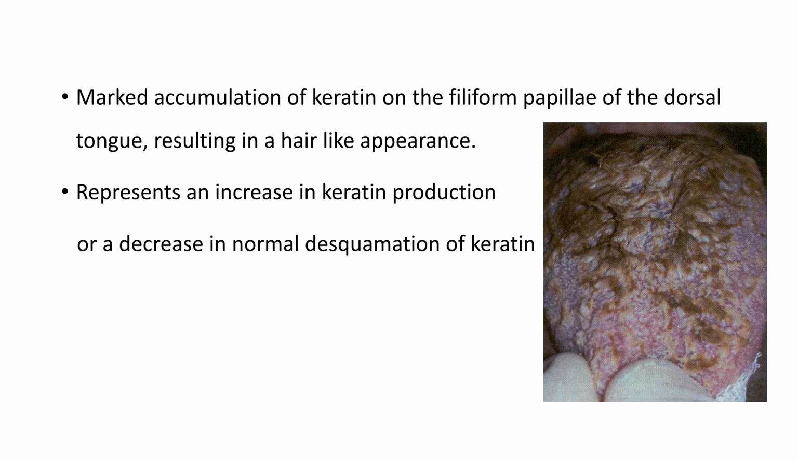Why does this basically happen? Because there is an increase in keratin production, and the normal keratin that should desquamate and be shed instead keeps depositing there. There is a decrease in normal desquamation of the keratin layer. So there is a deposition, and it appears like a hair-like structure. So it is known as hairy tongue.